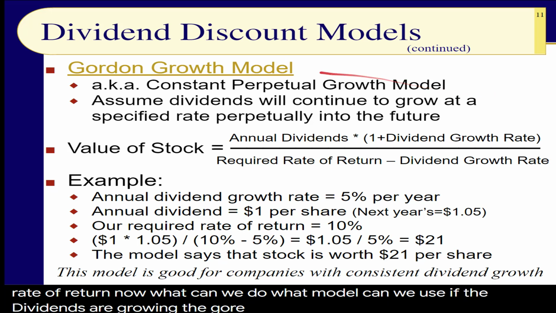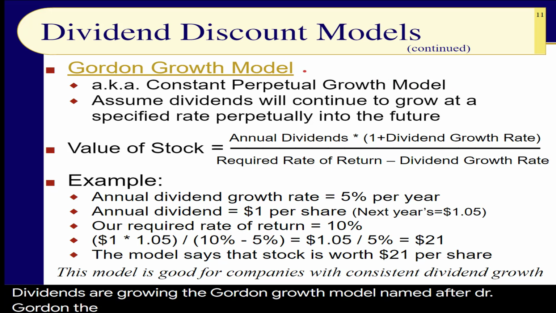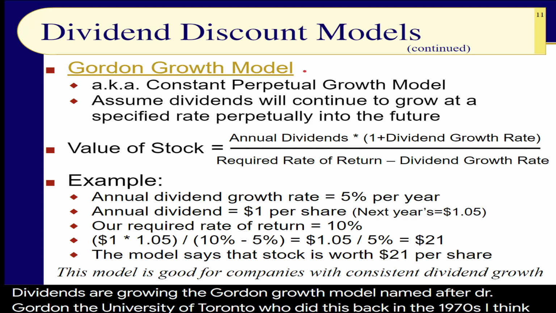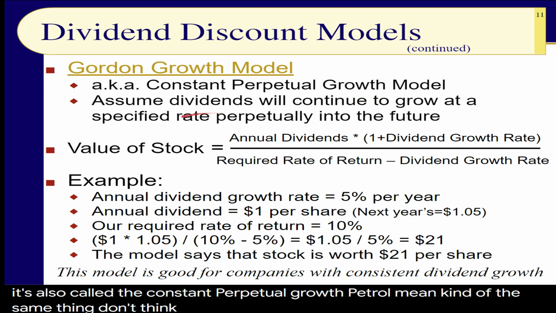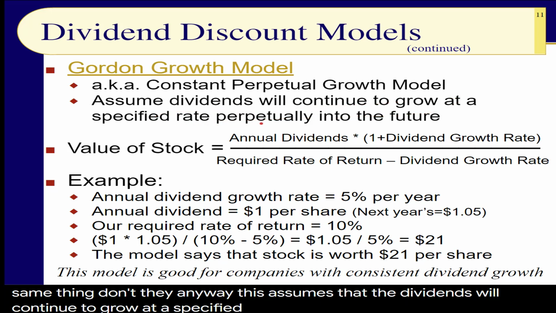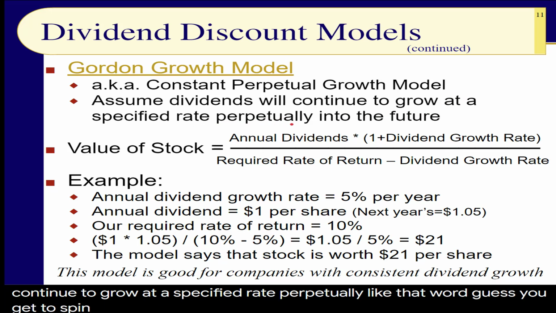The Gordon growth model, named after Dr. Gordon, the University of Toronto, who did this back in the 1970s, I think. It's also called the constant perpetual growth model, which is kind of a silly name because constant and perpetual mean kind of the same thing, don't they? Anyway, this assumes that the dividends will continue to grow at a specified rate perpetually.